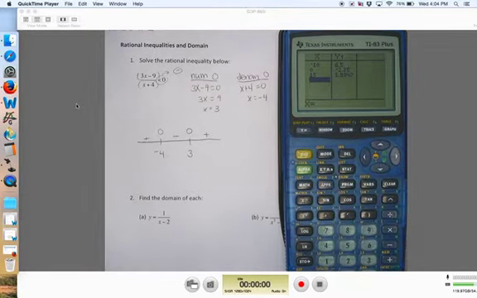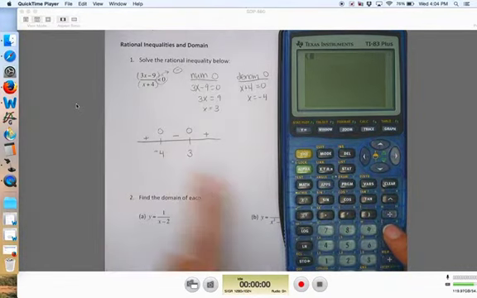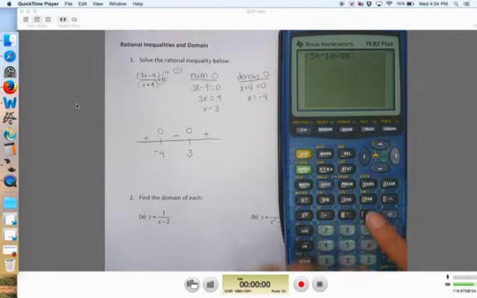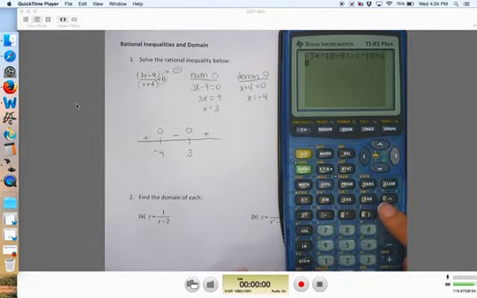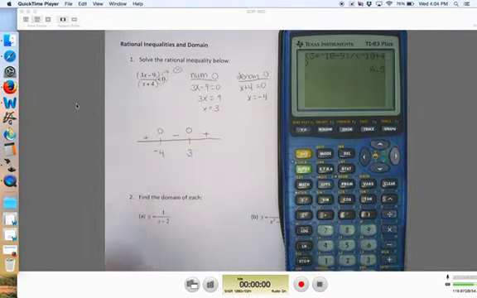If you don't have a graphing calculator and you have a scientific calculator, you can plug those values in for x. You just have to be really careful with parentheses. So if we picked negative 10, 3 times negative 10 minus 9, divided by negative 10 plus 4. And that's positive. And you can go through and test values in between all the intervals.